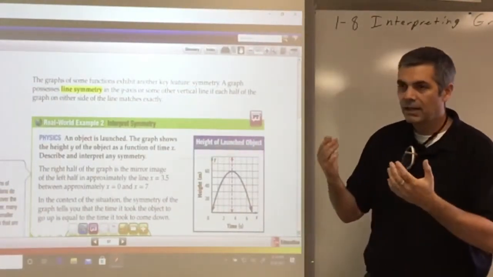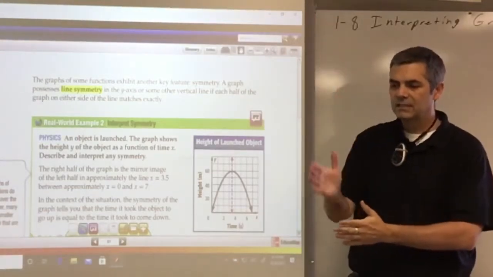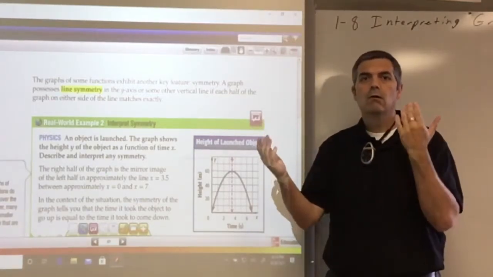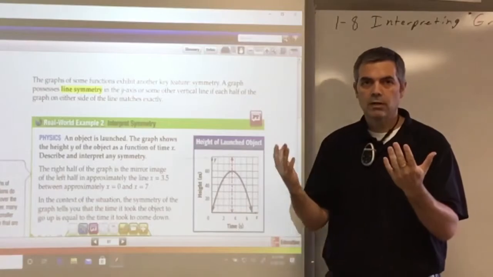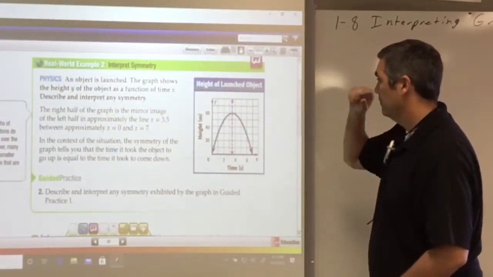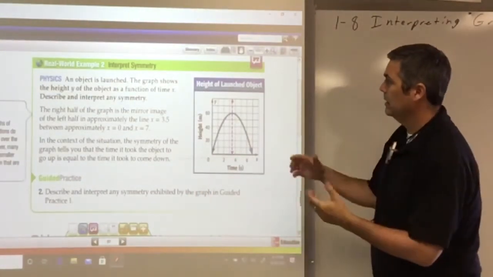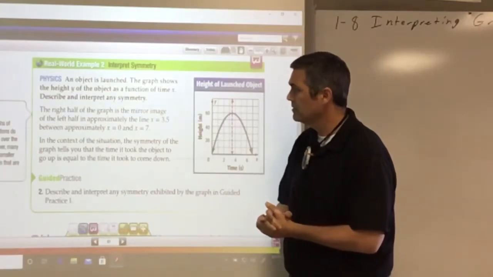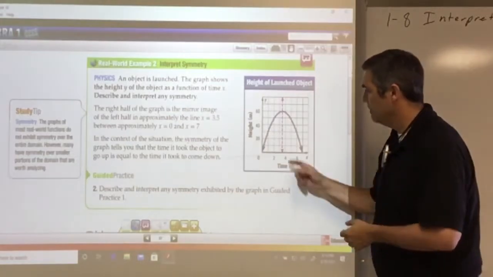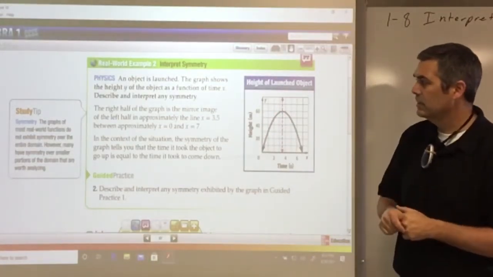But when we talk about line of symmetry, we're talking about that line that goes down where we say, this is the line of symmetry, this is the point where both sides are the same. That's what you're talking about when you're talking about line of symmetry, okay? All right, so here they give us a good example. An object launched, again, they're talking about an object launch. The graph shows the height y of the object as a function of time x. Again, time, height, okay? Describe and interpret any symmetry.